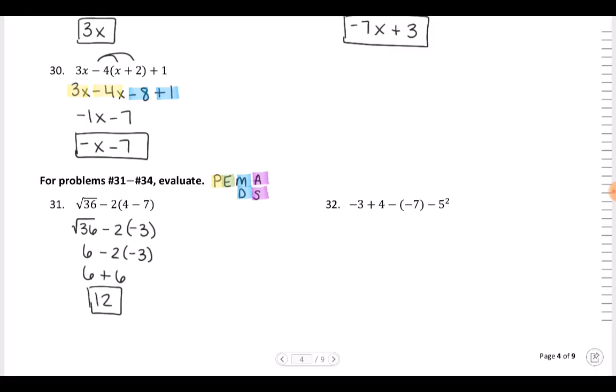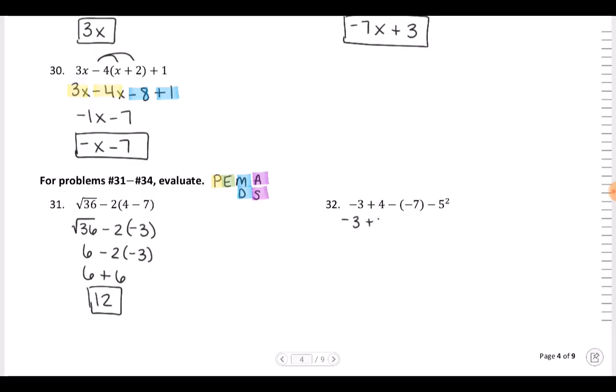Okay. So on number 32, I don't have any grouping symbols at all. So then, I mean, I have these parentheses, but it's only putting one number inside, so it's not really grouping anything together. So then I move to my next step, which is exponents or evaluating, and I see that I have this 5 here, that 5 squared, that needs to be evaluated.